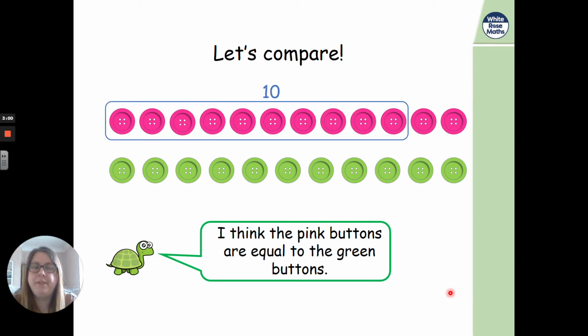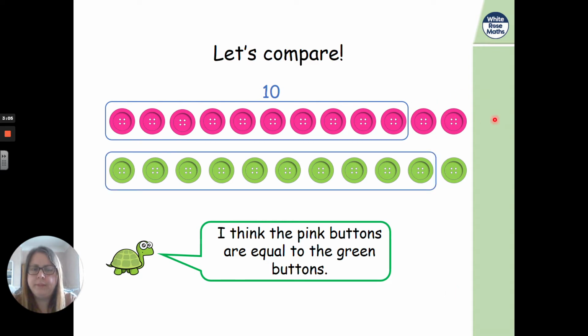There's 10 pink buttons there with 2 more. Oh, there's 10 green buttons here with 1 more. So are the pink buttons equal to the green buttons? No, they're not, are they? Because look what Tiny's done. He's thought, oh yeah, they're both equal because they line up together at the ends. But actually, these are spaced out a little bit more, haven't they? So Tiny thinks because they're the same at both ends that they're equal, but they are not.